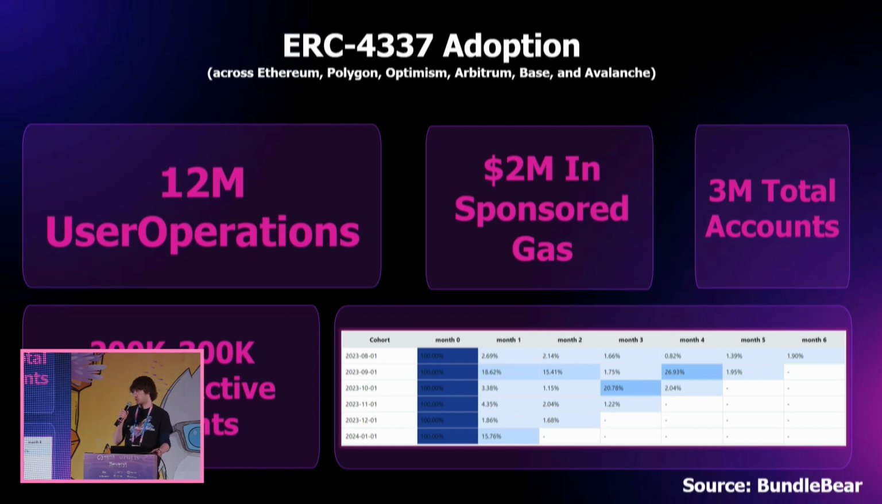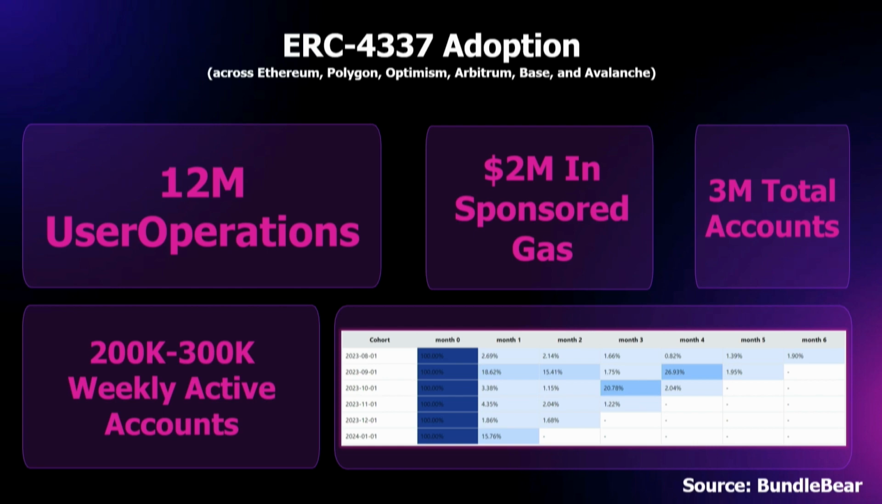This is from BundleBear, which is a great website, and they give some amazing stats on account abstraction. Some key metrics here: between 5 core chains, so Ethereum, Polygon, Optimism, Arbitrum, Base, and Avalanche, there's been about 12 million total user operations. That's user operations, which can be either one or multiple transactions. Beyond that, there's been about $2 million in sponsored gas across these chains, 3 million total smart accounts, and around 200 to 300,000 weekly active smart accounts. So in the grand scheme of Web3, and comparing this to EOAs, it's quite small at the moment.